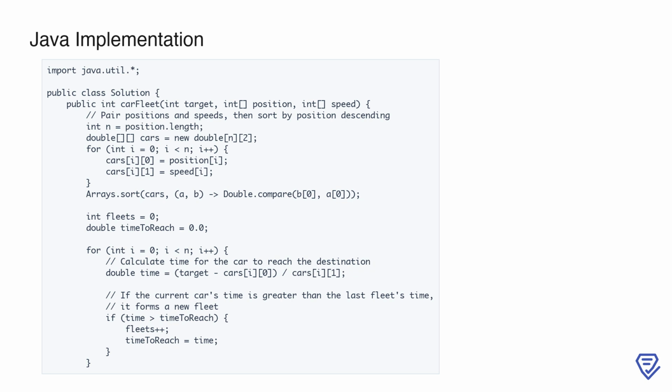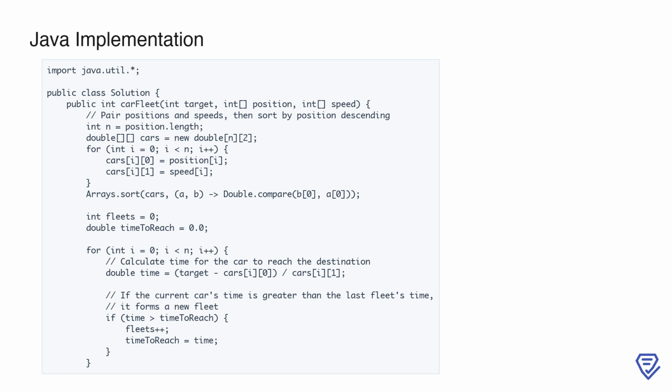The first step is to pair positions with their corresponding speeds and store them in a 2D array named cars. Each subarray represents a car, where the first element is its position and the second is its speed. Next, we sort this cars array in descending order based on the position, ensuring that we process the cars starting from the ones closest to the destination. This is achieved using the Arrays.sort method with a custom comparator.